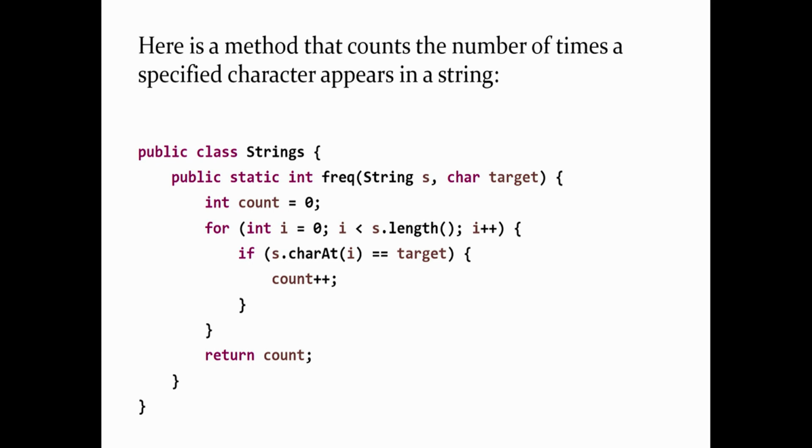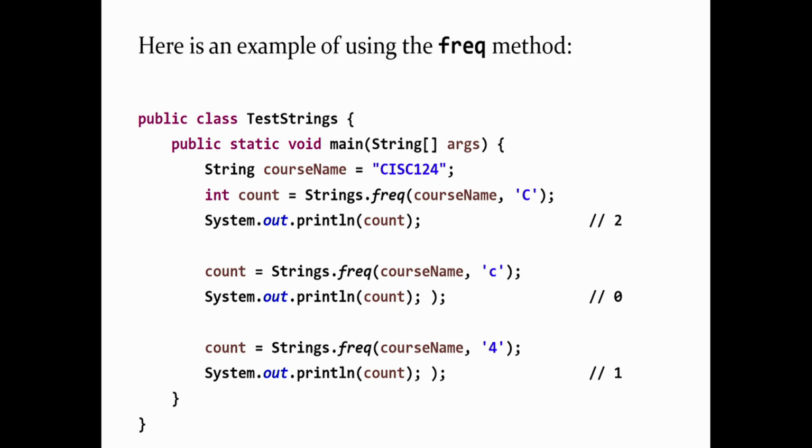Okay, one more time, this is important. Equals equals: if you want to compare 2 primitive types for equality in Java, that's the operator you use. If you have 2 reference types, that's not the operator you use. 2 primitive types, use equals equals. If the 2 characters match, increase the count by 1, and then at the end, return the count. There's a little example if you wanted to use the method. It's not hard to use. It's just Strings.freq, then the name of the string, and then the character that you're searching for. And away you go.